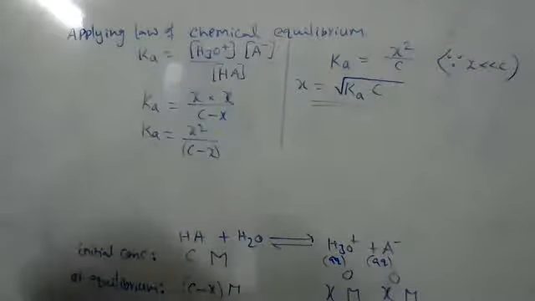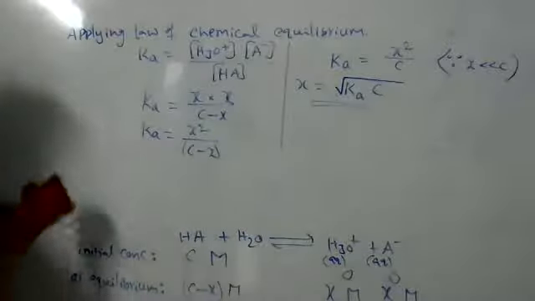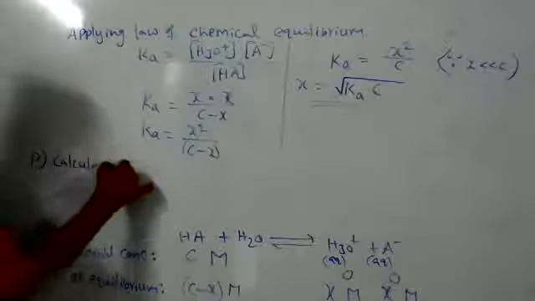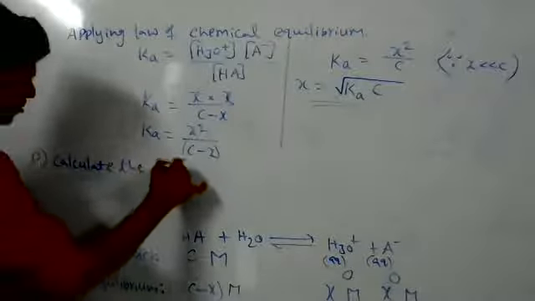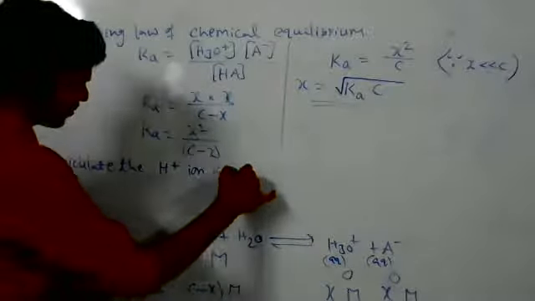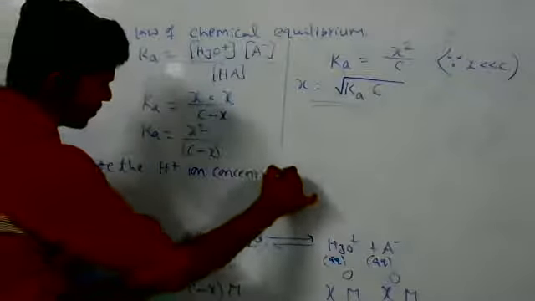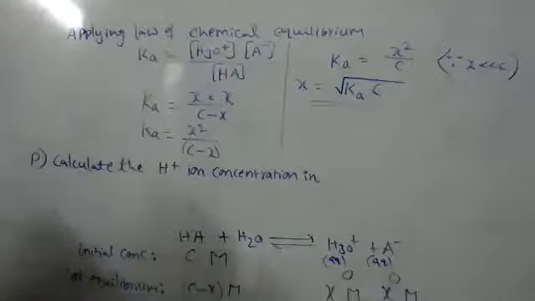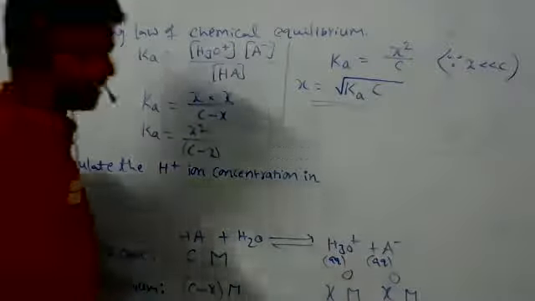Okay, no problem. Calculate the H plus ion concentration in 0.1 M acetic acid solution.